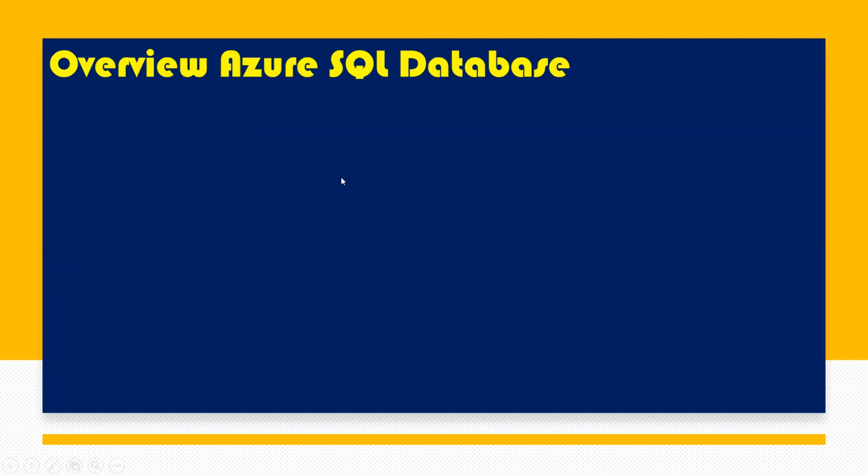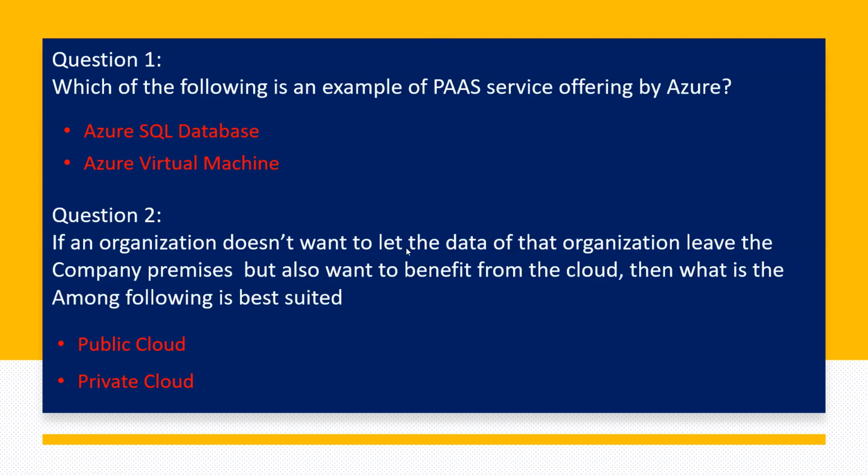Shiva, sorry, I got a doubt about the difference between PaaS and SaaS. If you're using a virtual machine, that is an example of infrastructure as a service, IaaS. Virtual machine is infrastructure as a service. So platform as a service would be the SQL database. Then what would be SaaS? Isn't the SQL database also a software as a service?